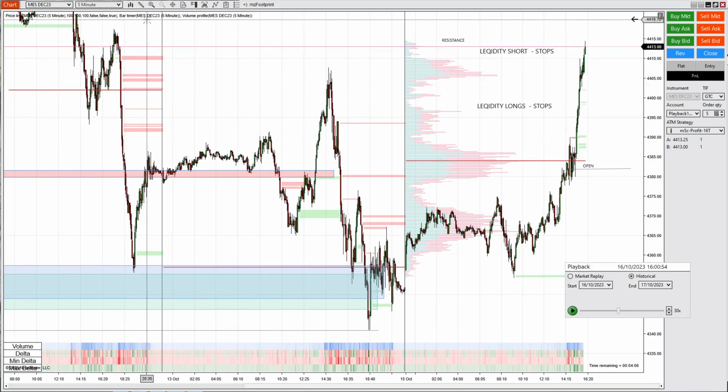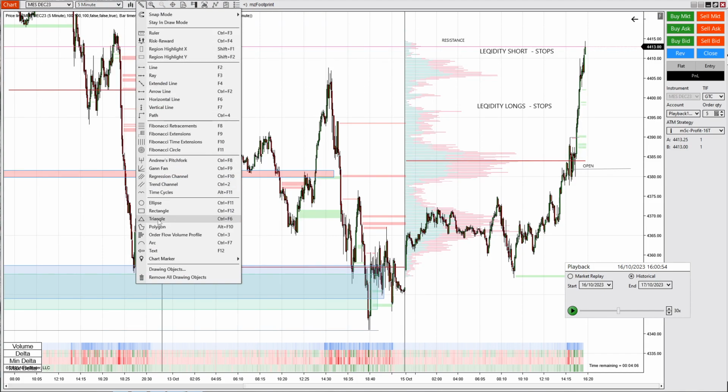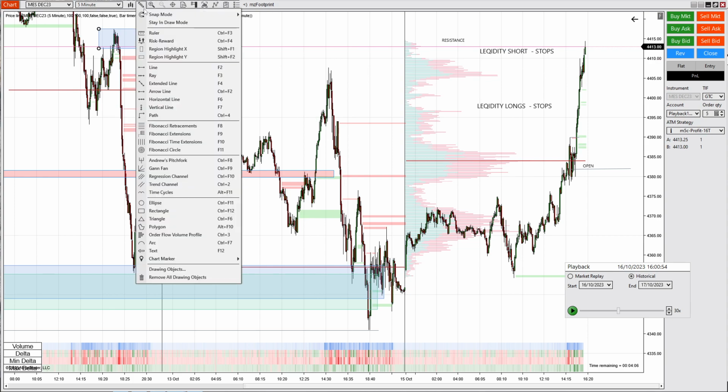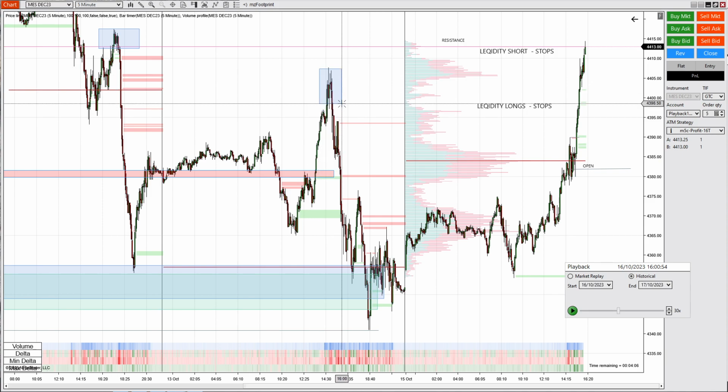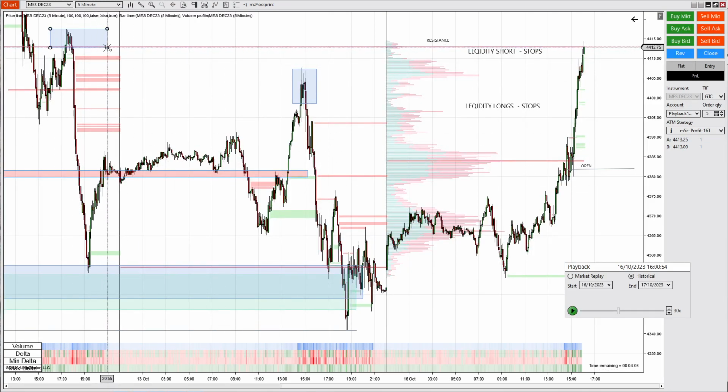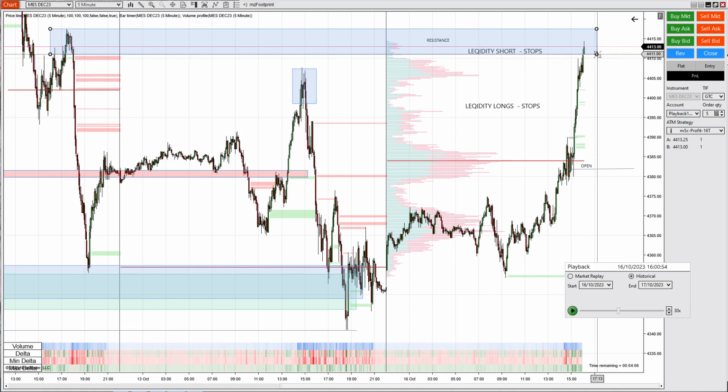Well, first of all, we have these trapped buyers here. We had trapped buyers all over here as well. But the market was able to push through that, way above. So these buyers are no longer trapped. They were able to either sell it earlier or they're still holding.